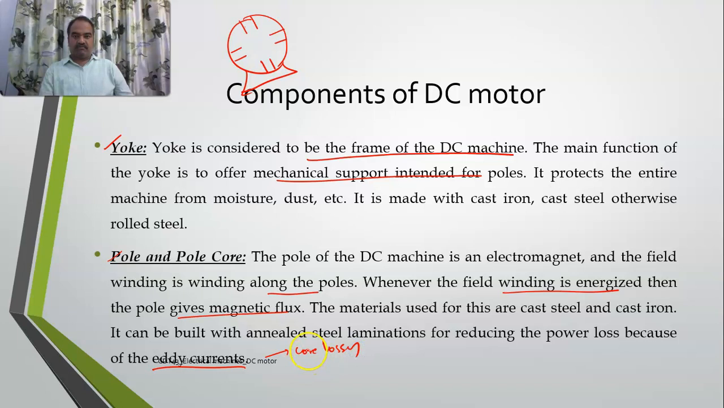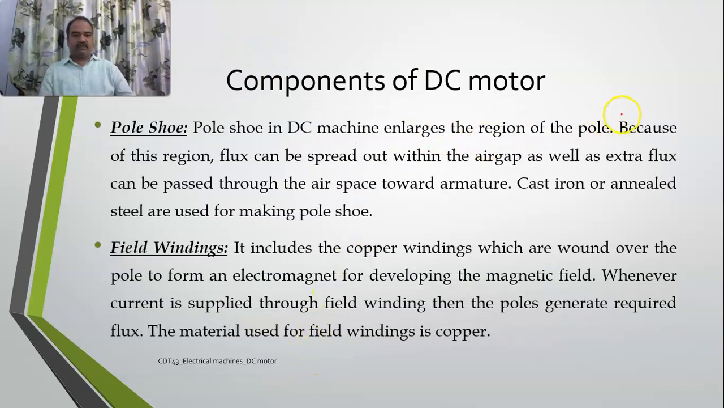Now, where we are, we have drawn the yoke, right? And we have drawn the poles, right? Now the next one is the pole shoe.